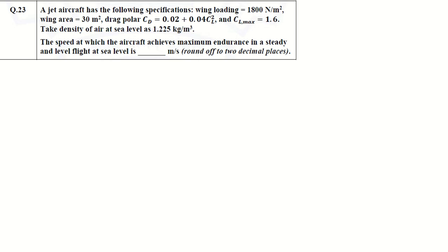Next question is, an aircraft has the following specification: wing loading is given, wing area is given, drag polar is given, and maximum lift coefficient is given. Take the density of air at sea level as given. The speed at which the aircraft achieves maximum endurance in steady and level flight at sea level is.